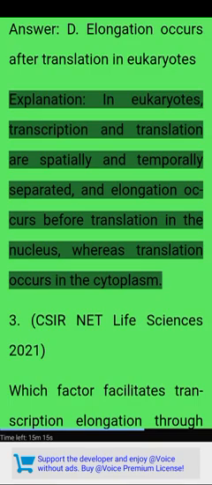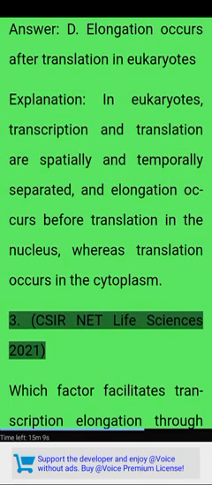Explanation. In eukaryotes, transcription and translation are spatially and temporally separated, and elongation occurs before translation in the nucleus, whereas translation occurs in the cytoplasm. 3. CSIR NET Life Sciences 2021.